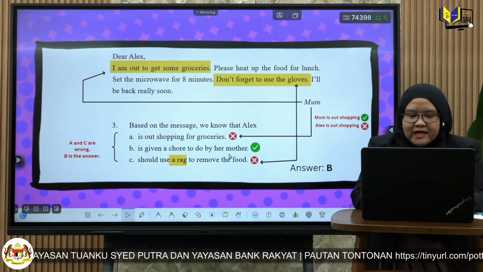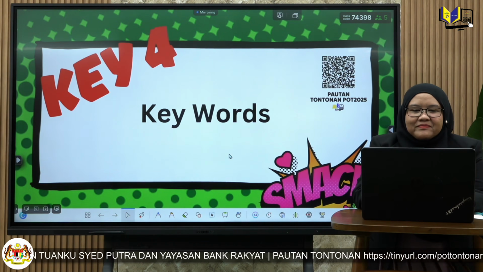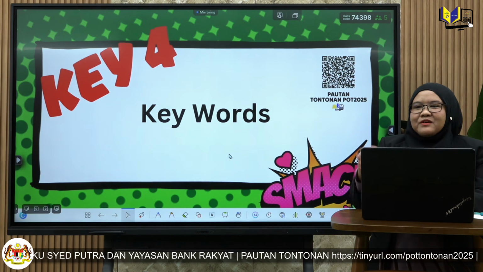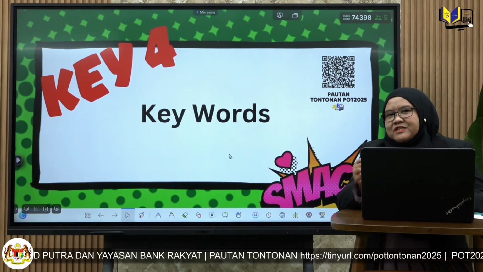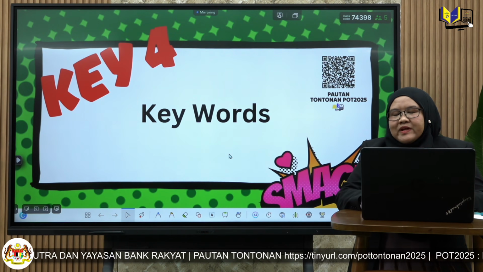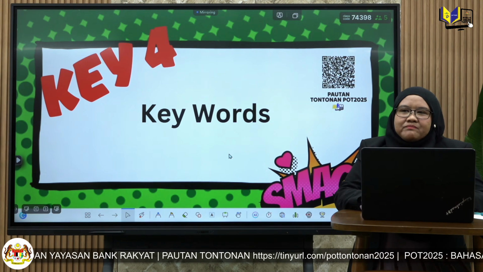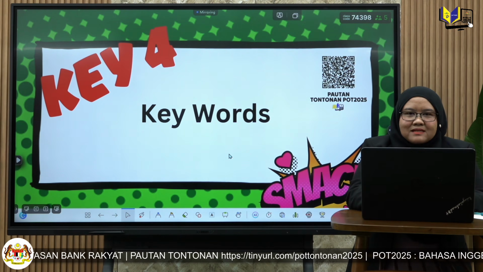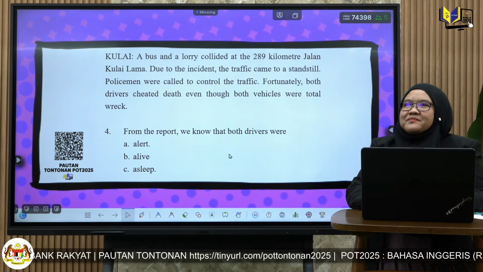Anyhow, well done for trying. Let's move on to the next key, shall we? Key number 4, keywords. I know some of you are very familiar with this. I bet your teachers use these words a lot when they teach you how to read effectively. So something that is common doesn't mean it doesn't work. Let's try the questions.